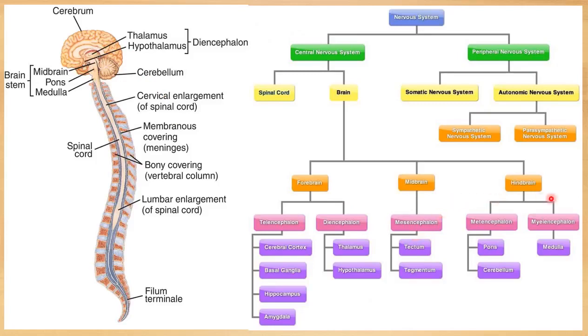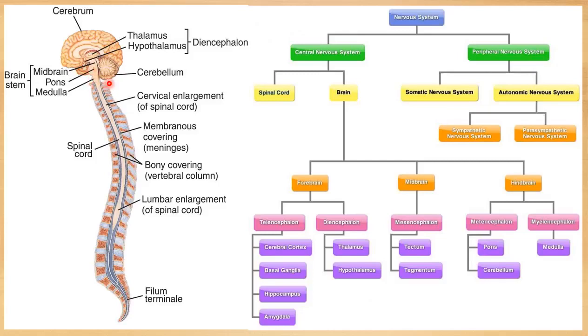Then the hindbrain is divided into the metencephalon and the myelencephalon. The metencephalon is your cerebellum and your pons, and the myelencephalon is your medulla oblongata, which continues below the foramen magnum as the spinal cord. So your hindbrain, or rhombencephalon, constitutes your pons, medulla and cerebellum.